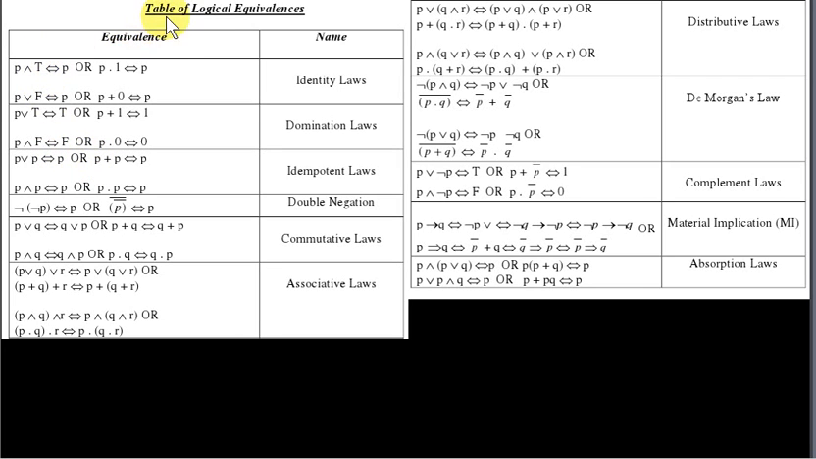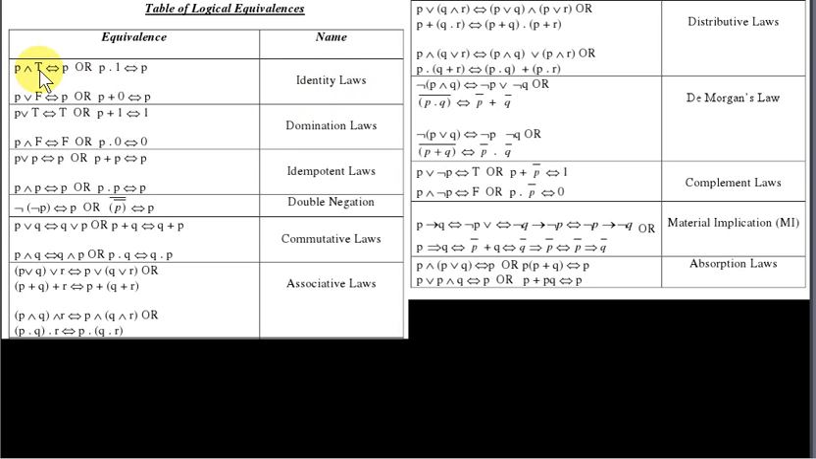In this video we're going to look at a table of logical equivalences. I've just split the table into two here just to fit it on the screen. Now we're going to start by looking at what are called the identity laws.